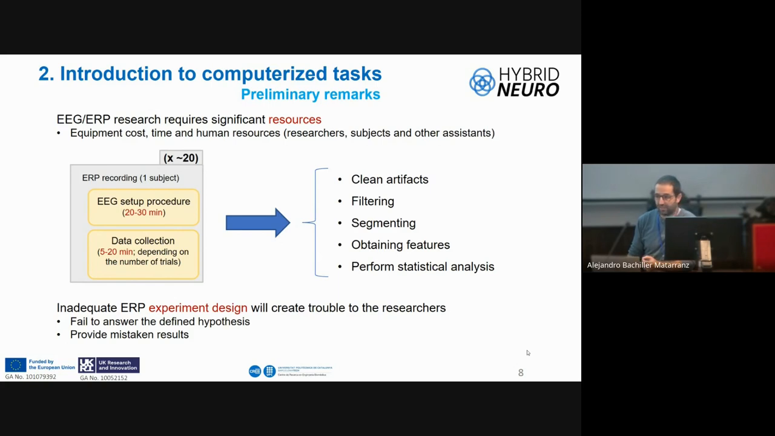For this reason, it's very important to perform a good experimental design. Because if we focus only on the analysis of the data, but we don't focus on the design of the experiments, then we can obtain mistaken results, or we can fail to answer the hypothesis. So it's very important to pay attention to the design of the experiment. This is the motivation of this slide.